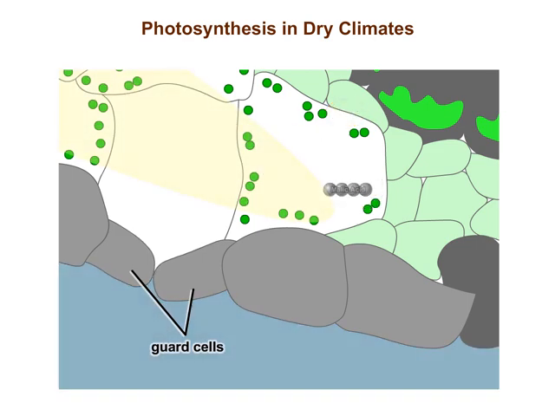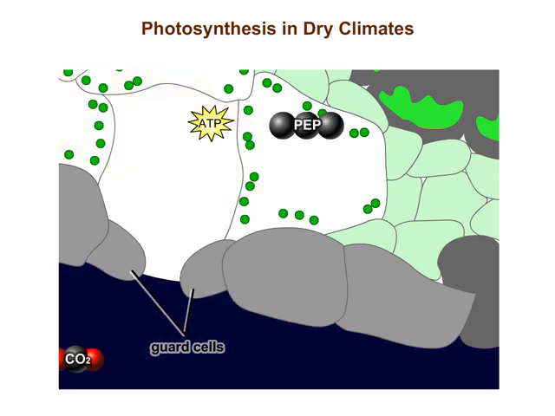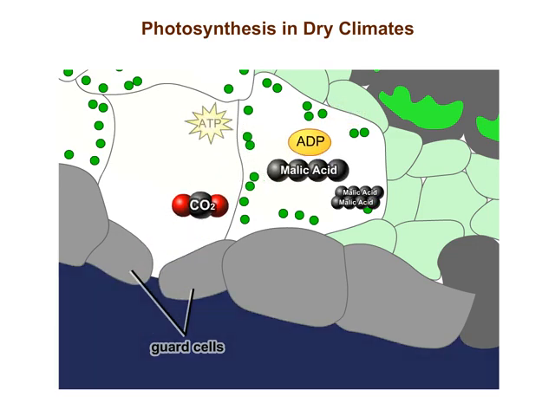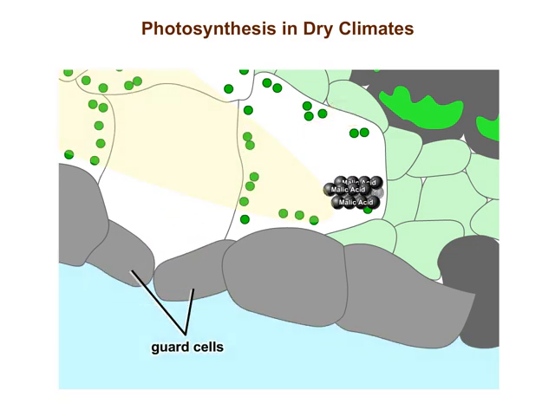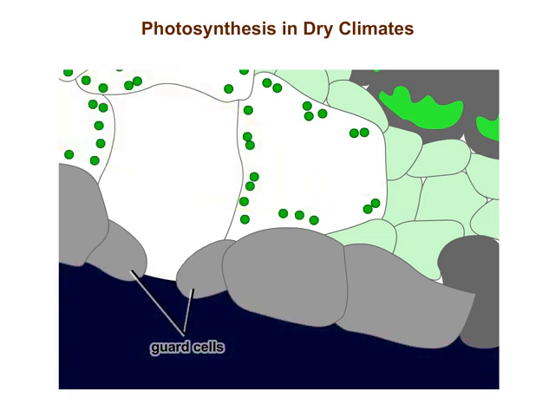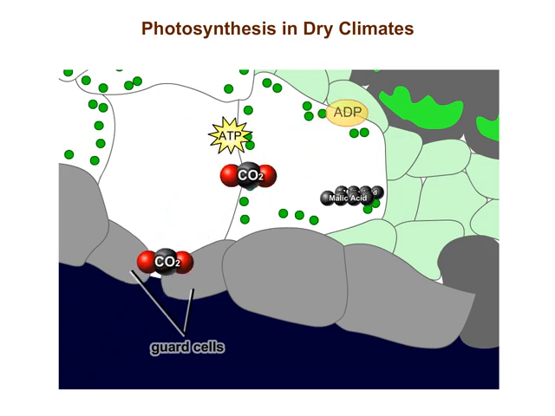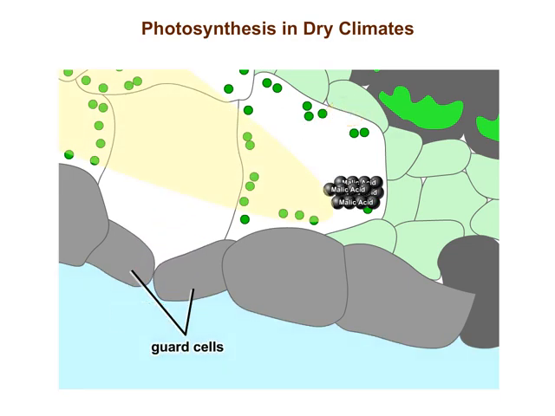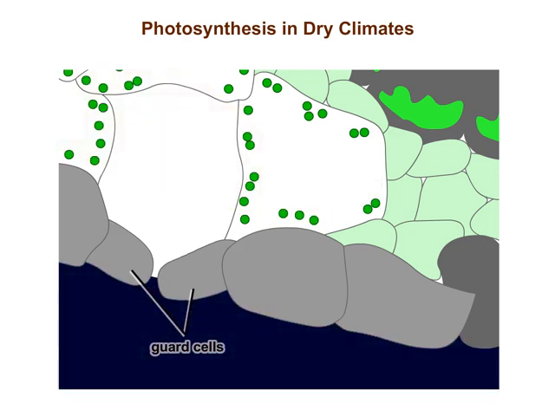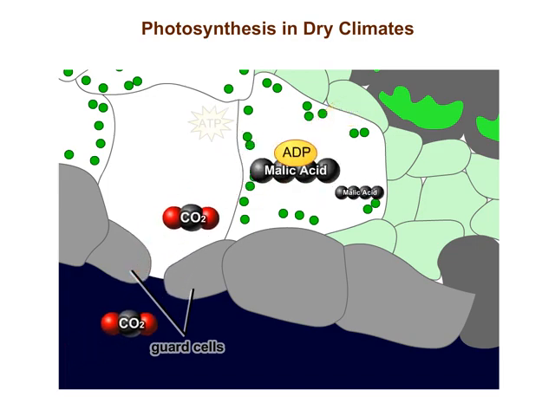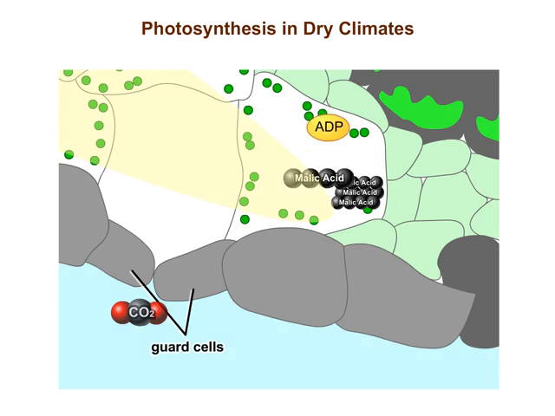The CAM adaptation fixes carbon dioxide at different times rather than in different locations. In CAM plants, the stomata are closed during the day. How do CAM plants obtain carbon dioxide if they keep their stomata closed? They open their stomata at night to allow carbon dioxide to enter the plant. By only opening the stomata at night, when evaporation is the lowest and relative humidity is the highest, CAM metabolism is the most water-efficient of the types of photosynthesis.